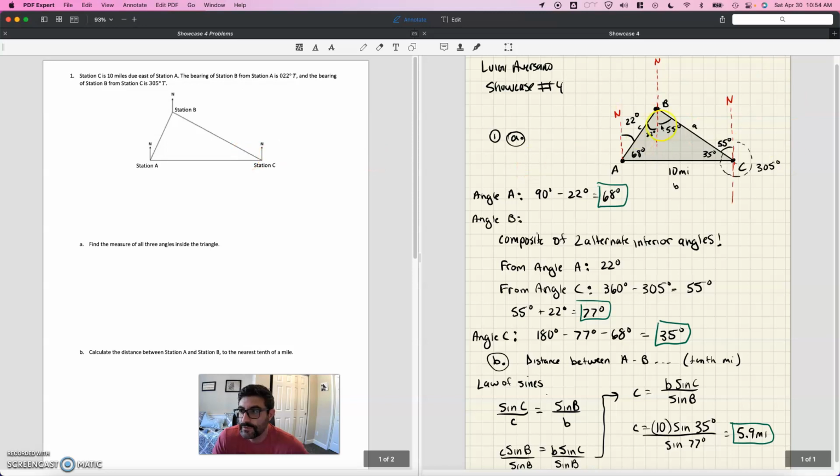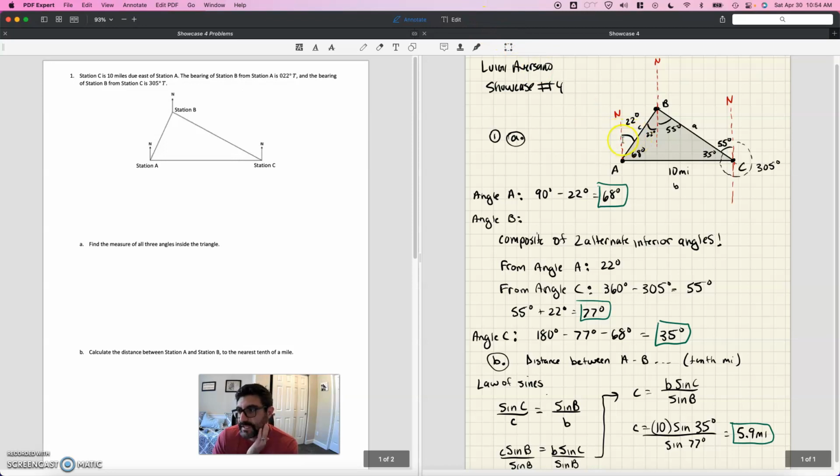So I redrew the picture and then started labeling given the information. We know that from A to C is 10 miles, so put that there. I then labeled my angles and my sides. The side opposite the angle has the small version of that letter, so big C, little c is opposite.